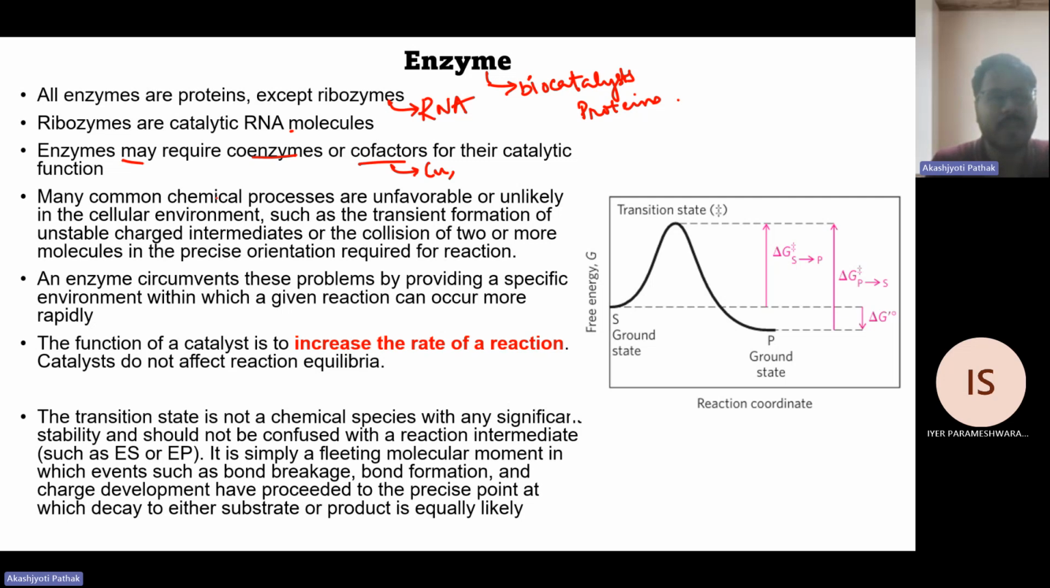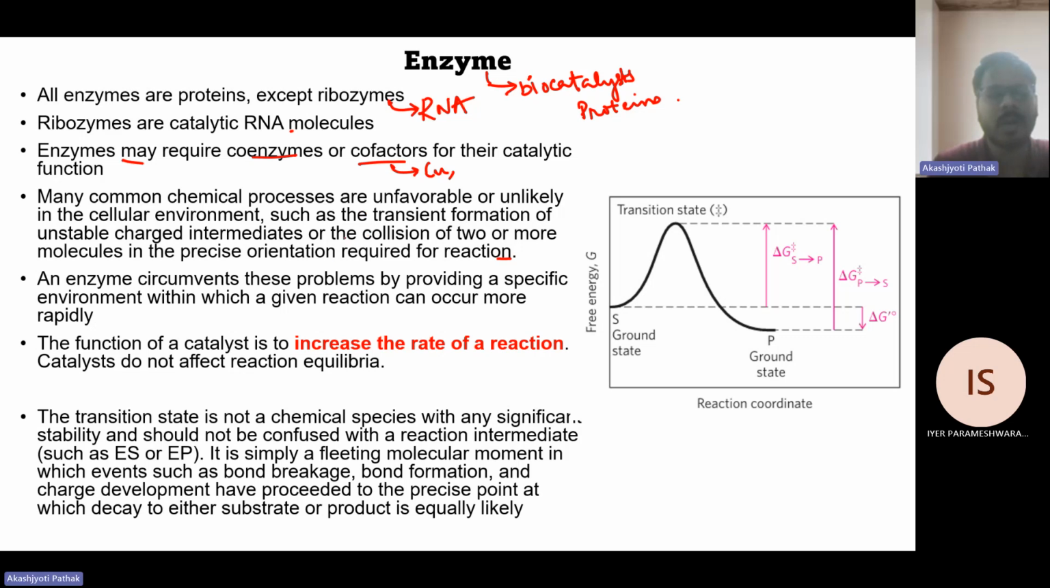So the enzymes are required because many chemical processes are unfavorable or unlikely in the cellular environment, such as the transient formation of unstable charged intermediates or the collision of two or more molecules in the precise orientation required for reaction. So for any reaction, what is required? You require that the two molecules should orient themselves in a proper conformation. If they are not in a precise orientation, then the bonds, the hydrophobic or the non-covalent interactions, will not take place.